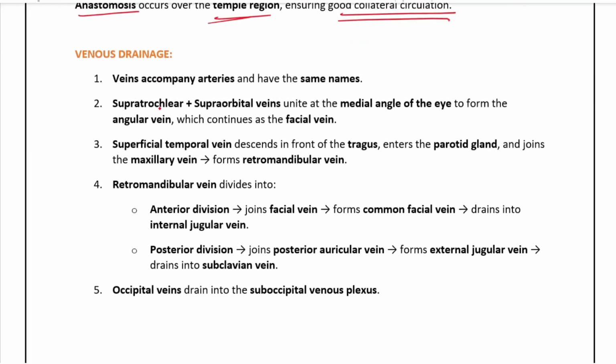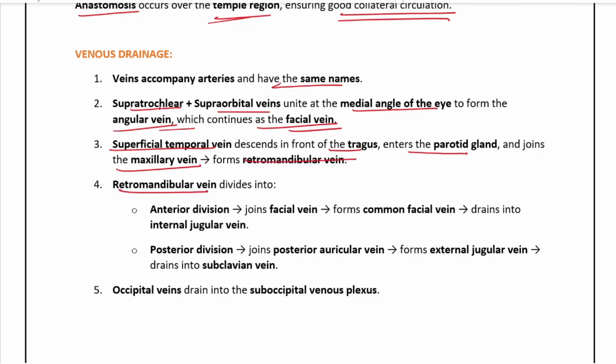Then we have the venous drainage. The veins accompany the arteries and have the same names. Okay, we have the supratrochlear and supraorbital vein, which unite at the medial angle of the eye to form the angular vein, which continues down as the facial vein. Now the superficial temporal vein descends in front of the tragus. It enters the parotid gland and joins with the maxillary vein to form the retromandibular vein.